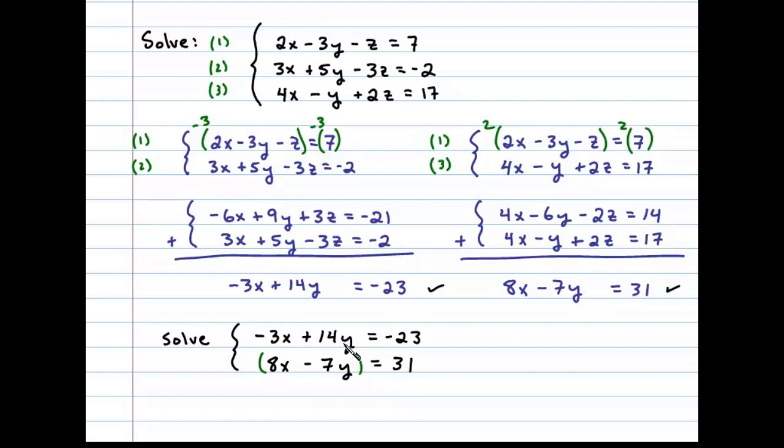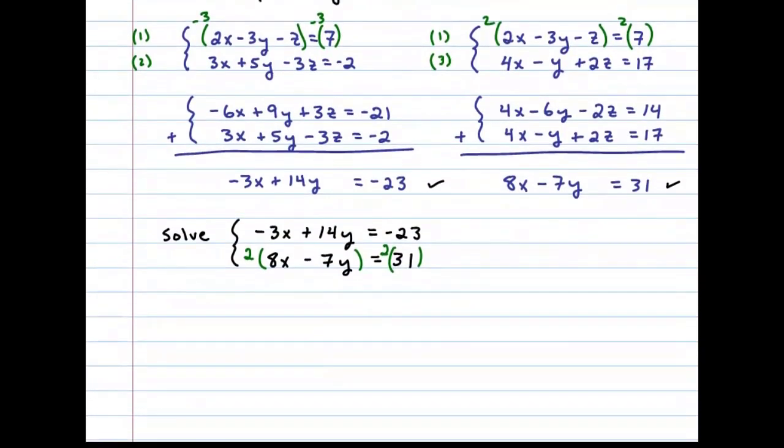We can eliminate the variable y if we multiply both sides of the second equation here by 2. That'll leave us with an equivalent system here, where the second equation is 16x minus 14y equals 62.